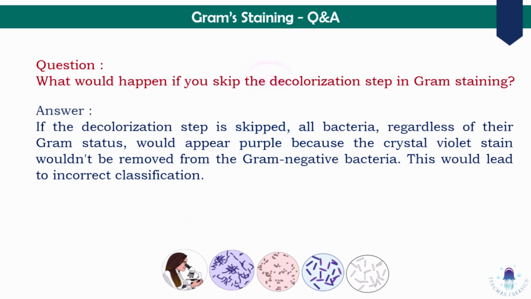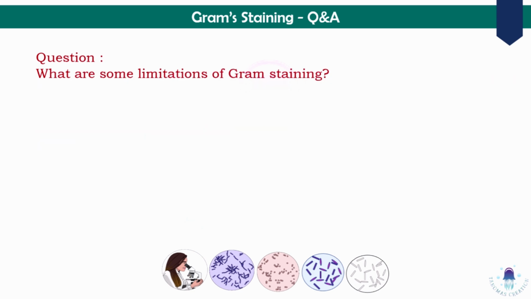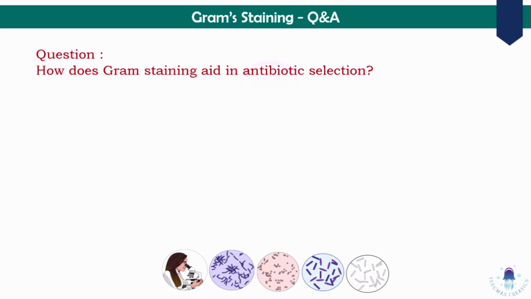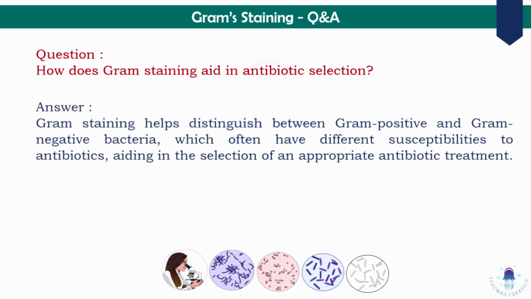Question: what are some limitations of gram staining? Answer: gram staining does not work well on bacteria that lack a cell wall, e.g. mycoplasma, or those with atypical cell walls, e.g. mycobacterium, and it may not provide reliable results if the sample is old or improperly prepared. Question: how does gram staining aid in antibiotic selection?